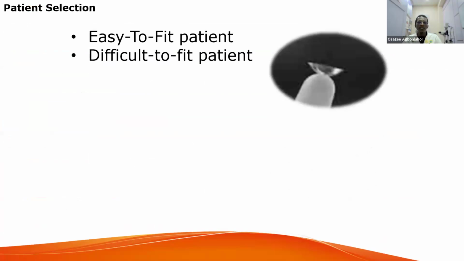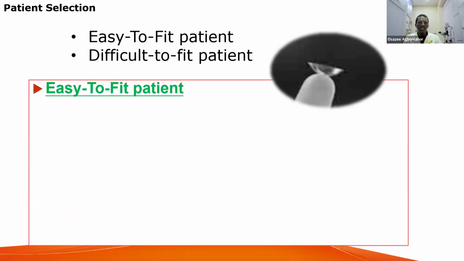Now, how do you select your patient? First, you must be able to identify, based on what you have in front of you, is this patient easy to fit? Is this patient difficult to fit? You must be able to identify that because that would also help you on how to go about it. Now, for the easy to fit patients, these are some of their characteristics. One of them is that cylinder is usually about 1 diopter or less.